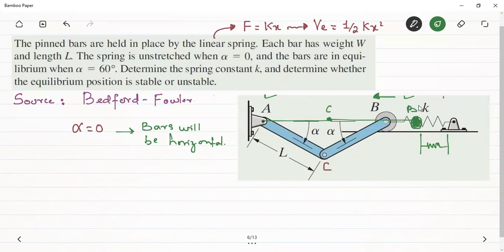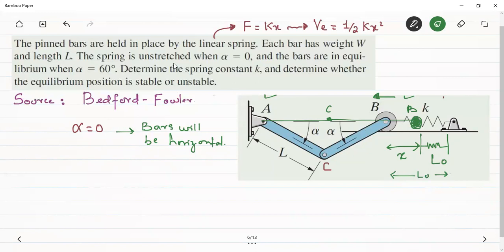And one can clearly see that as alpha is increasing, the point B is shifting towards left, and the point B is coming closer to A. And when the point B is coming closer to A, the stretch in the spring is going to increase. So in the current case, this is actually the stretch in the spring, x. This is the length of the spring when it is in the undeformed state. This will give us the total length of the spring.